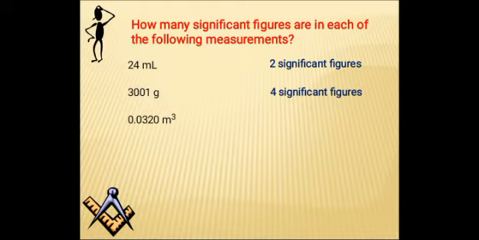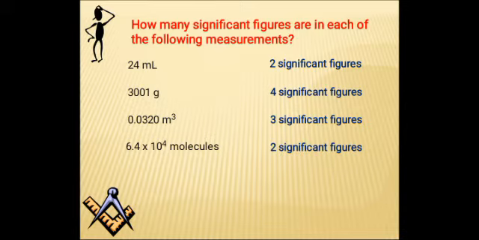So total 3 significant figures. Yes. Next is 6.4 times 10 to the power 4. This is scientific notation. If we get a value in scientific notation, it means the 10 raised to power 4 we will not count. We count only the coefficient 6.4. So how many significant figures? 2. Okay. Next is 560. The 0 after 2 non-zeros, the value will be 2 significant figures.